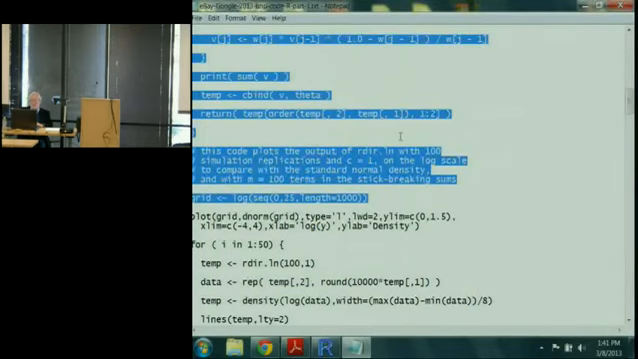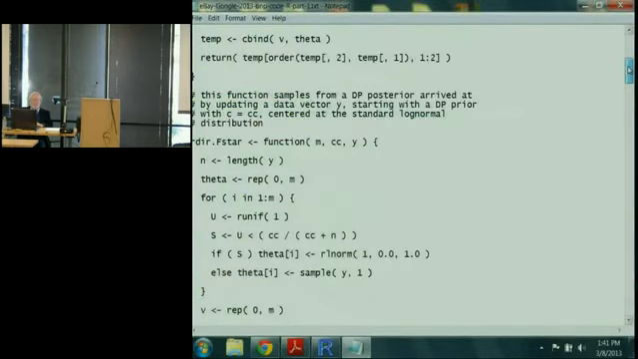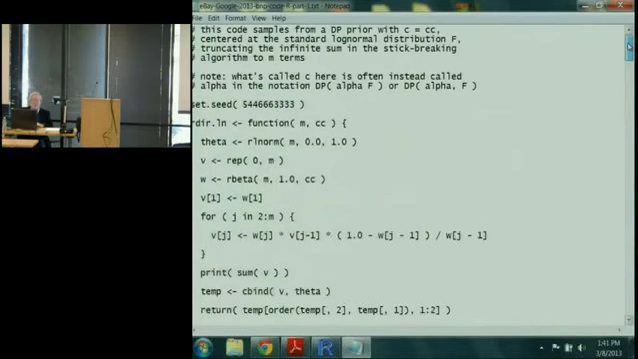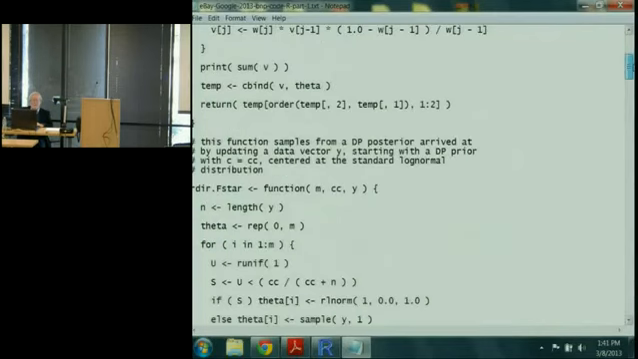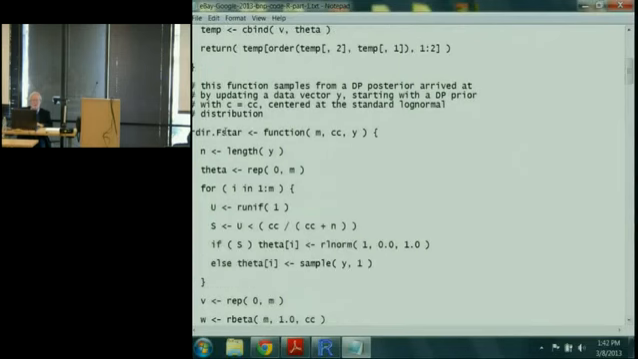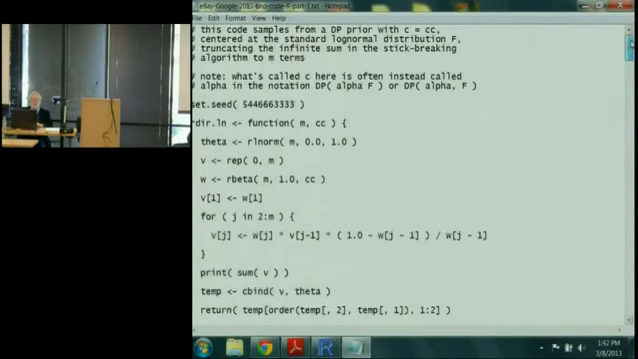First I wrote the function rdir, and it just implements the stick breaking thing that I told you about. Then I wrote a function called rdir.ln, which samples from the DP prior with a particular choice of C, centered at the standard log normal distribution, and truncating the infinite sum in the stick breaking algorithm to little m terms. Okay, good. So I'll load in that first function.